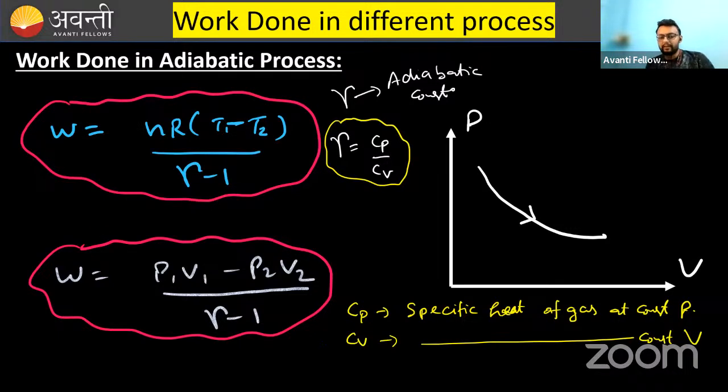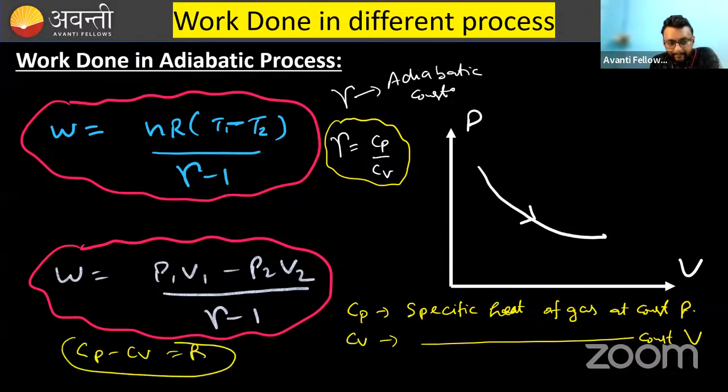And the relation between them is Cp is greater than Cv, and Cp minus Cv is equal to R. This is Mayer's equation, and R is the gas constant. Don't worry about the name. You just remember the relation Cp minus Cv equals R. Gamma is equal to Cp by Cv. Now, what will be the value of gamma?